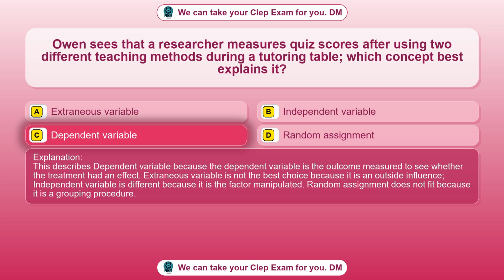This describes dependent variable because the dependent variable is the outcome measured to see whether the treatment had an effect. Extraneous variable is not the best choice because it is an outside influence. Independent variable is different because it is the factor manipulated. Random assignment does not fit because it is a grouping procedure.